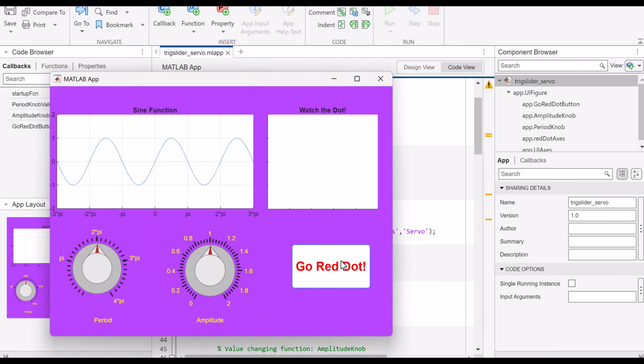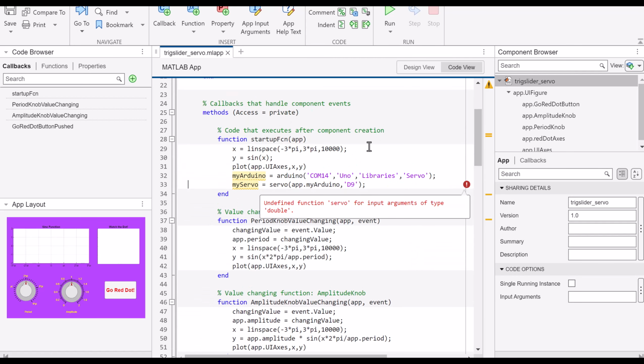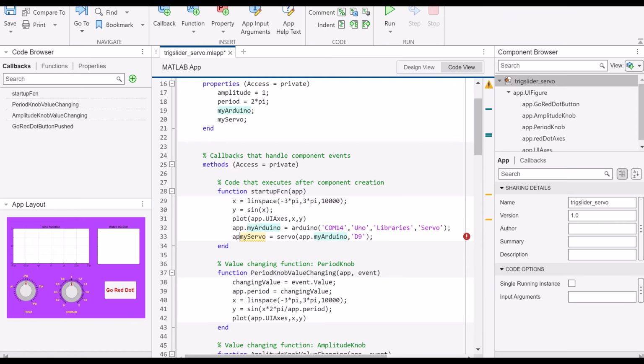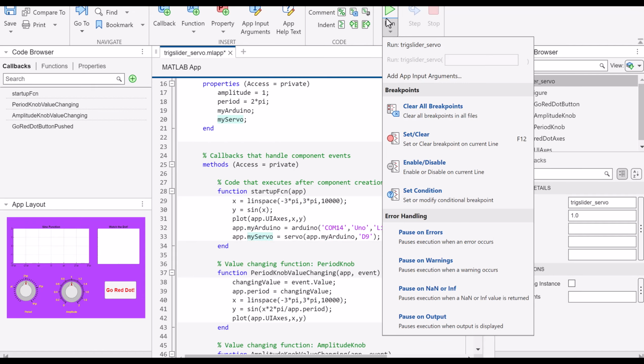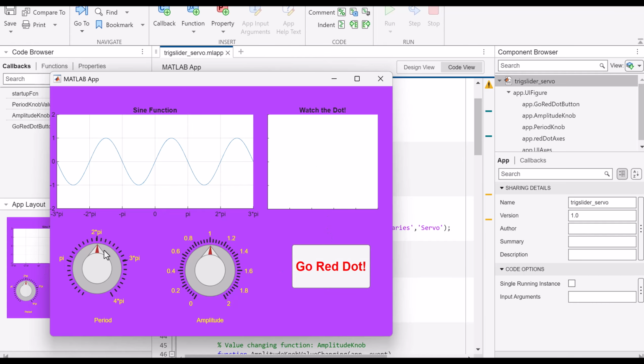Go red dot. Oh gosh, why are you mad at me? Undefined function servo. Why are you unhappy with me? My servo Arduino. Oh, it's supposed to be called app.myArduino. See, this is why we're constantly running stuff. Okay, let's try this again. Run. Okay, good. So, nothing exciting.